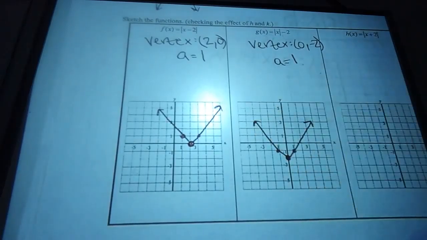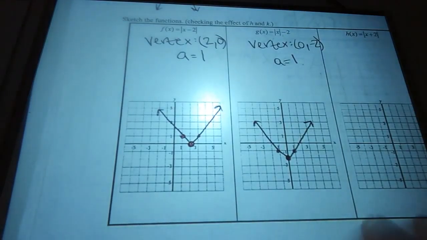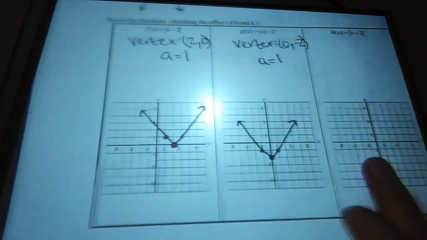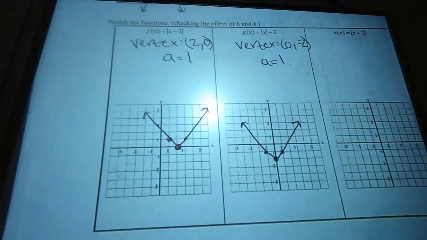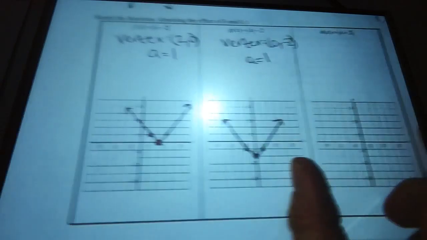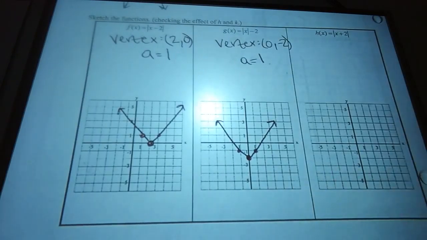Are these becoming kind of routine now? It's the same thing every time. It's going to be the same thing when we go the opposite direction. Tell me the vertex, tell me the A value, write the function. We're going to get there in a little bit. Want to go ahead and do the last one? Doesn't take more than 15 seconds. I'll go over it.